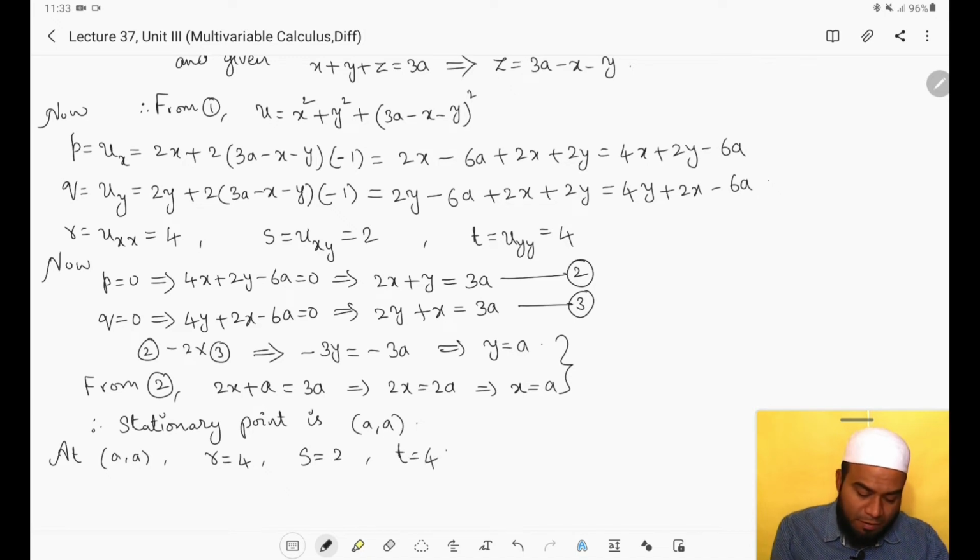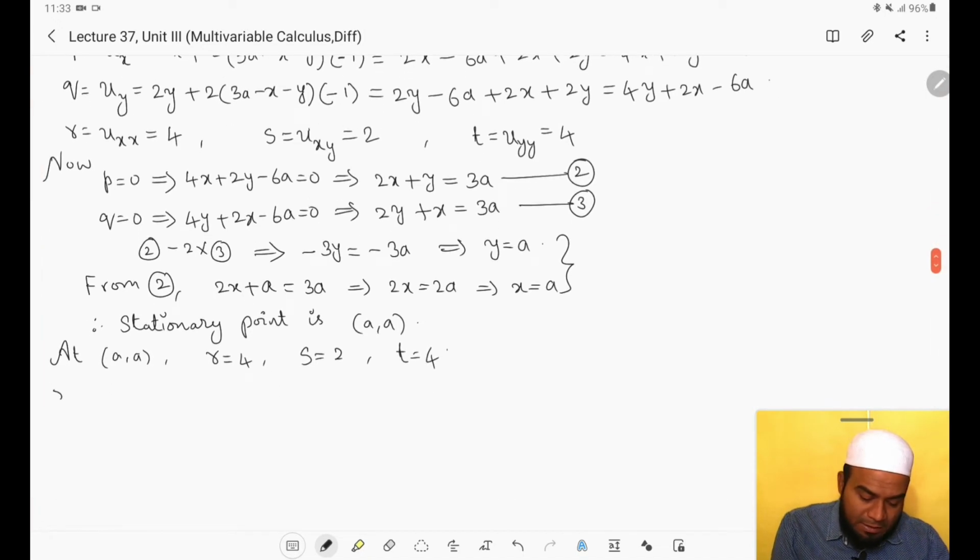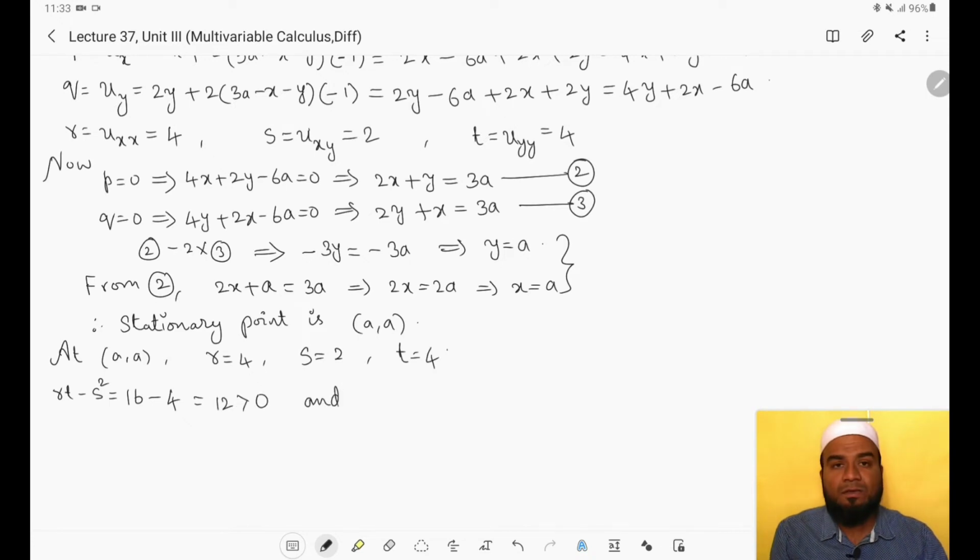Then after that what we have to do, we have to evaluate rt minus s square, which is nothing but rt minus s square equals to rt. Rt is 4 into 4 is 16 minus s square is 2 square is 4. So 16 minus 4 is 12, which is greater than 0. Rt minus s square, we got it to be greater than 0, positive. Now r equals to 4, which is also positive. So rt minus s square is greater than 0, r is greater than 0.